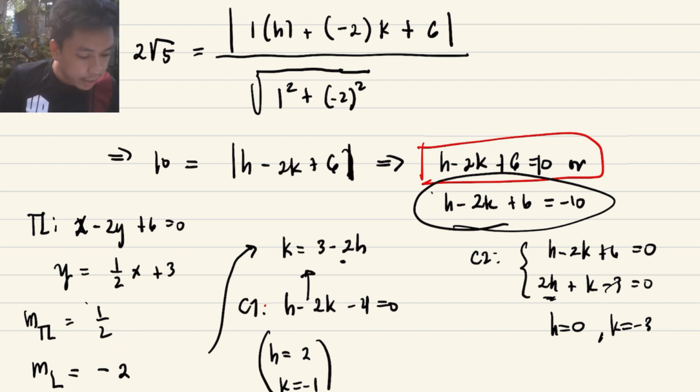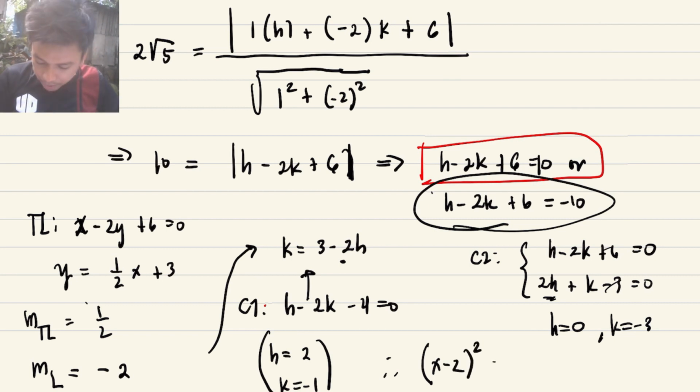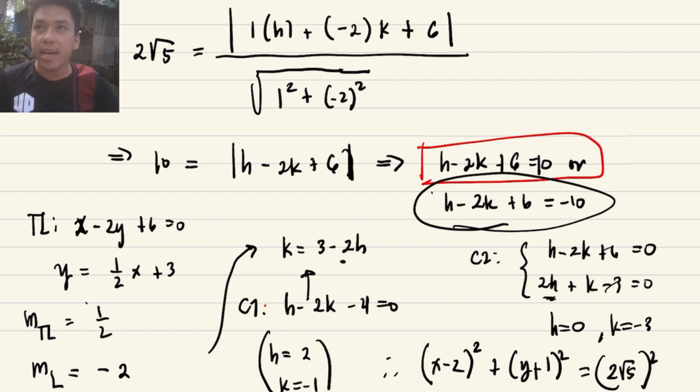Since we are actually solving for the equation of the circle, the equation of the circle is x minus 2 squared plus y plus 1 squared equals 2 square root of 5 squared. You can simplify that yourselves. And that is the equation of the circle.